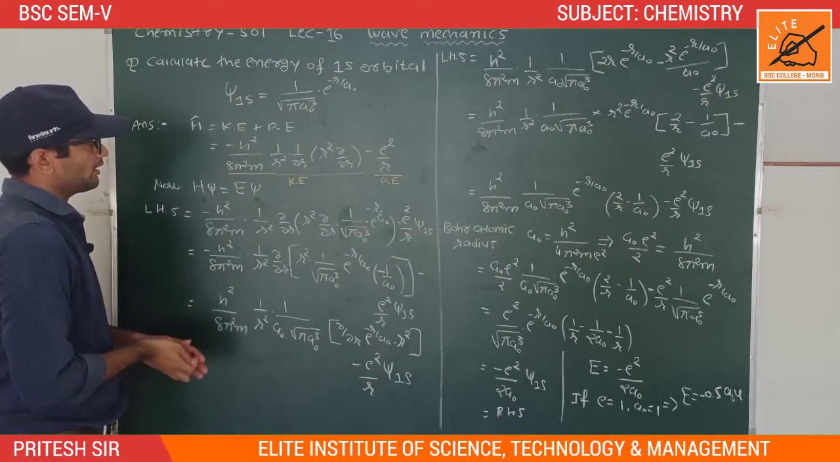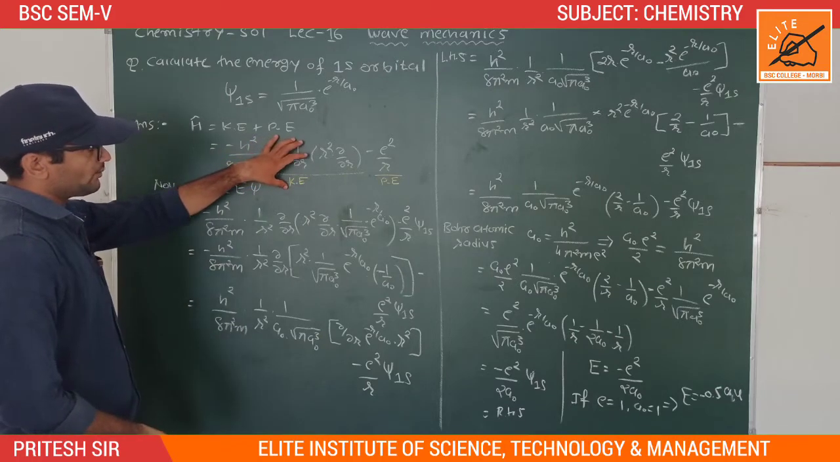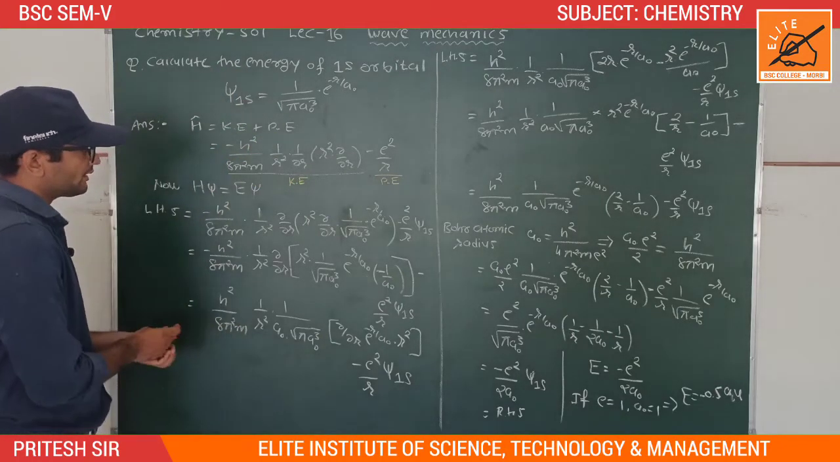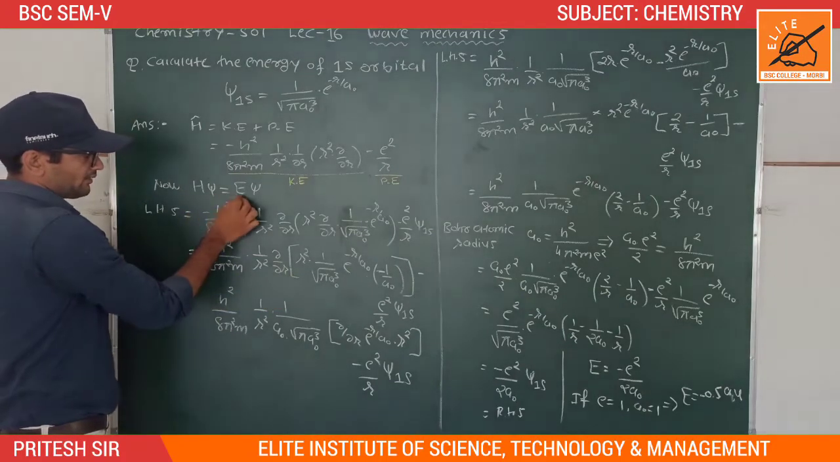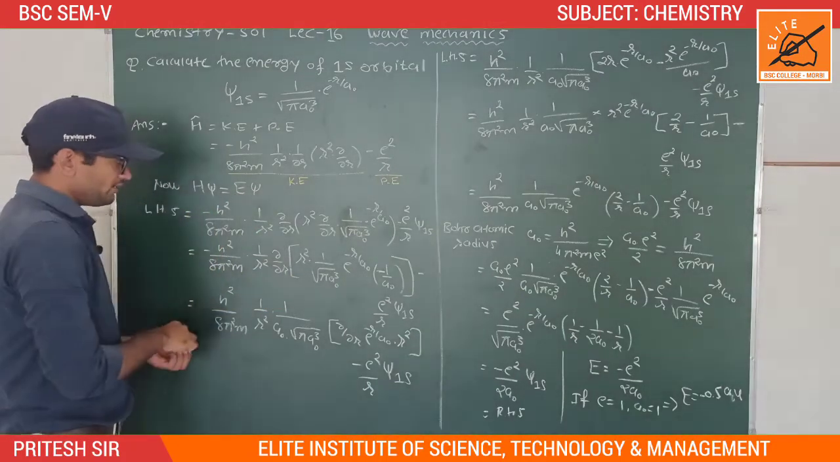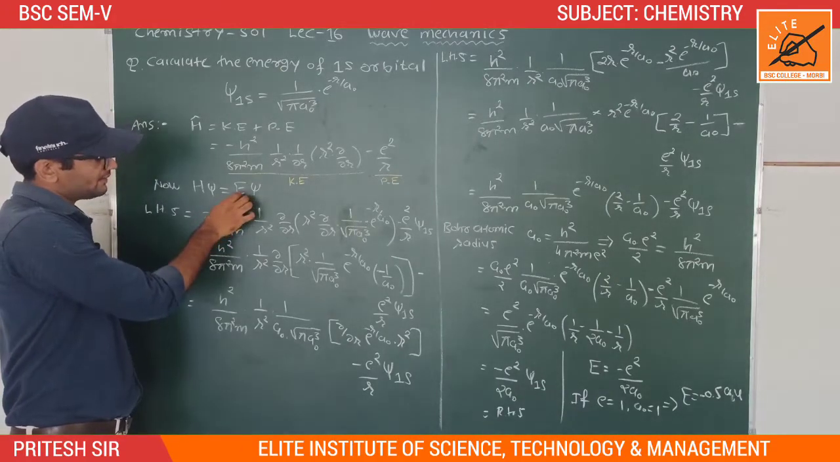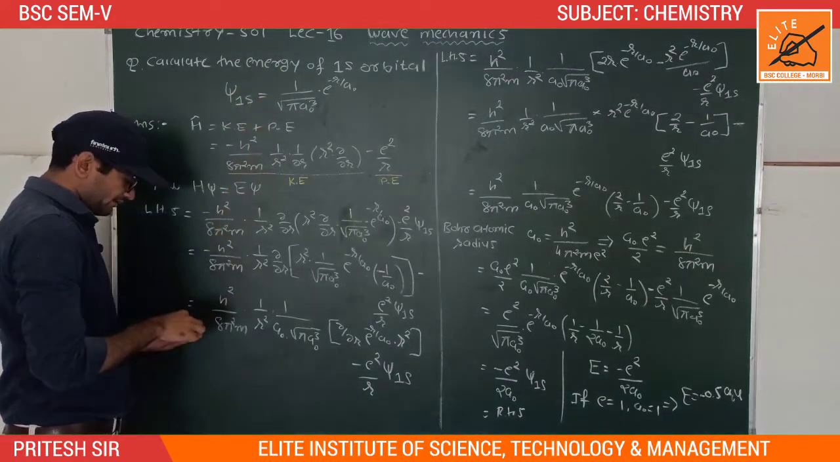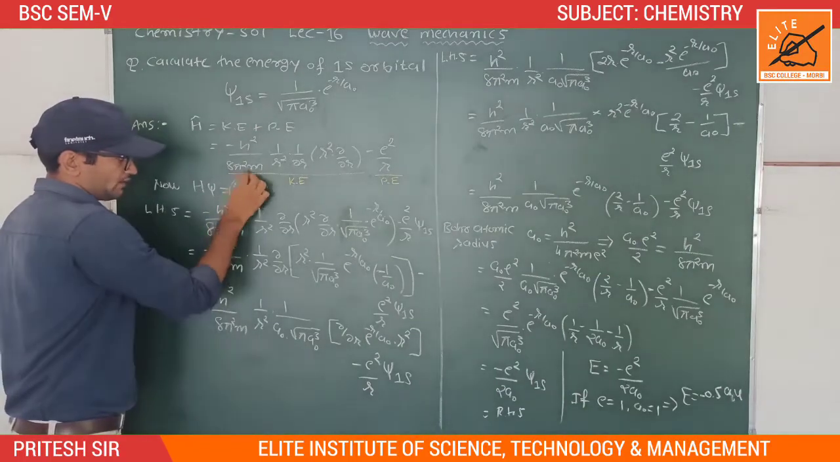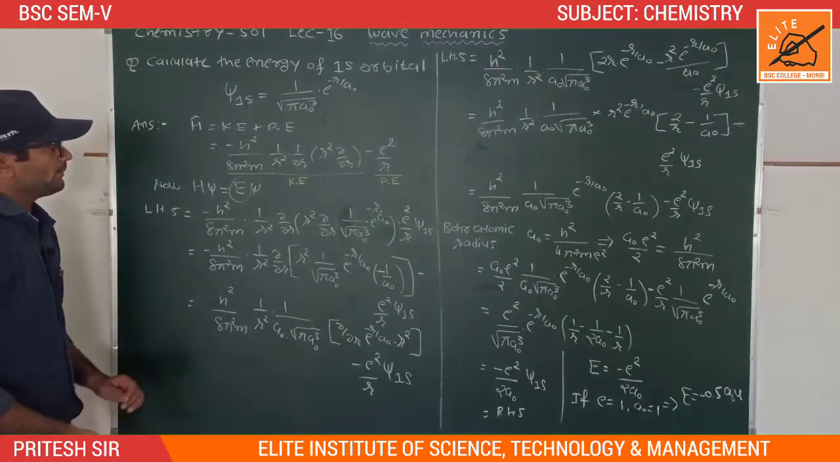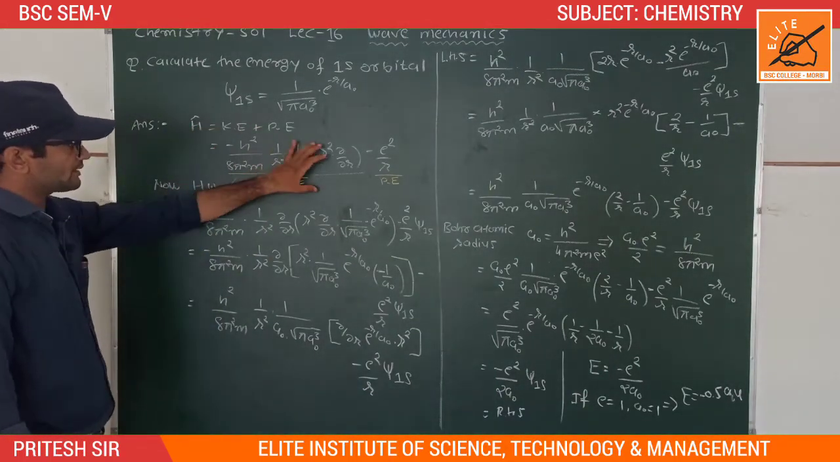Okay, so first operate this Hamiltonian operator on the function psi 1s. Okay, H psi is equal to E psi. Here E indicates the value of the eigenvalue, but in this equation it is the energy. Okay, so we calculate this E. Okay, so first apply the Hamiltonian operator on the function.